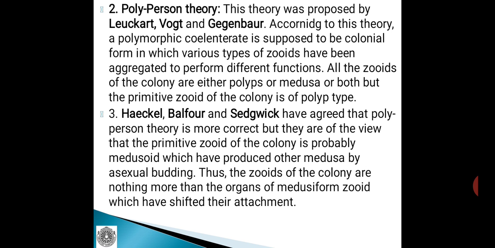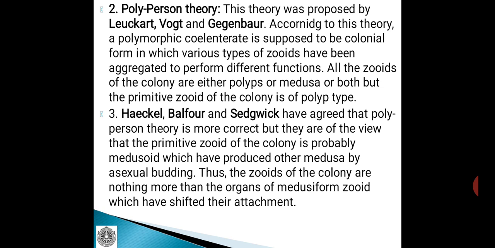The second one, Polyperson Theory. This theory was proposed by Leuchart, Ward and Jigenbauer. According to this theory, a polymorphic coelenterate is supposed to be a colonial form in which various types of zooids have been aggregated to perform different functions. All the zooids of the colony are either polyps or medusae or both, but the primitive zooid of the colony is of polyp type. So this is about the Polyperson theory.